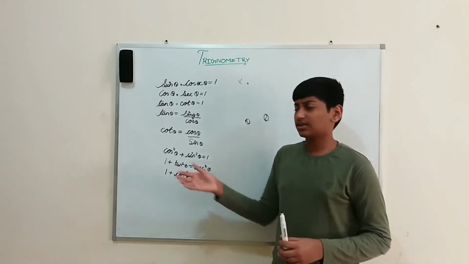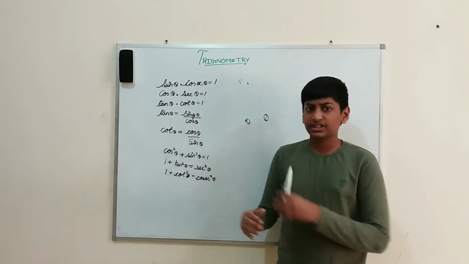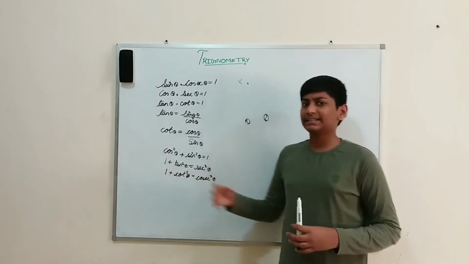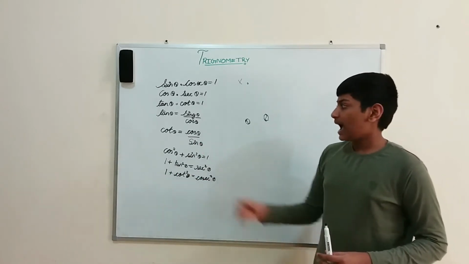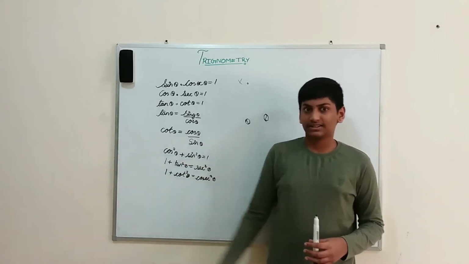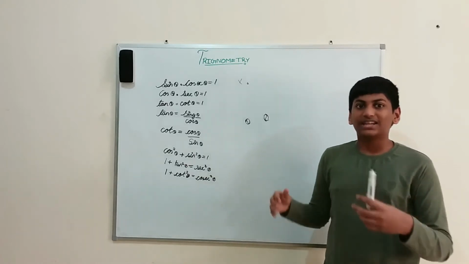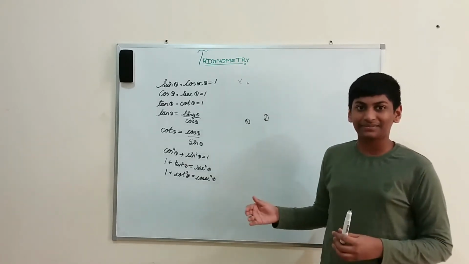Sine theta into cosec theta equals 1, and cos theta into sec theta equals 1, and tan theta into cot theta equals 1, and tan theta equals sine theta by cos theta, and cot theta equals cos theta by sine theta. I have a lot of practice because I have studied this chapter more than 10 times.